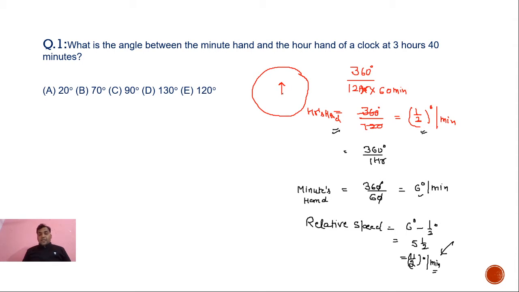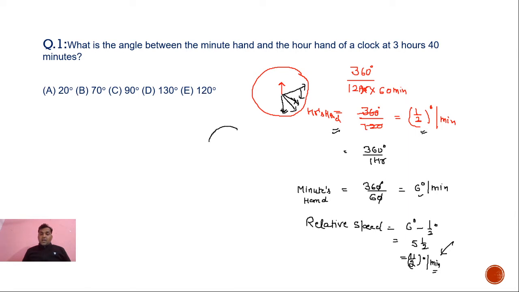That means the angle between the minute hand and the hour hand will keep on changing. For example, if the minute hand is ahead of the hour hand, then when the hands move, you see that the angle between the minute hand and the hour hand will keep on increasing with the increase in the time.